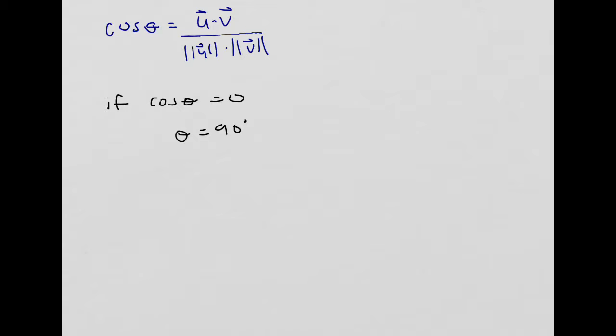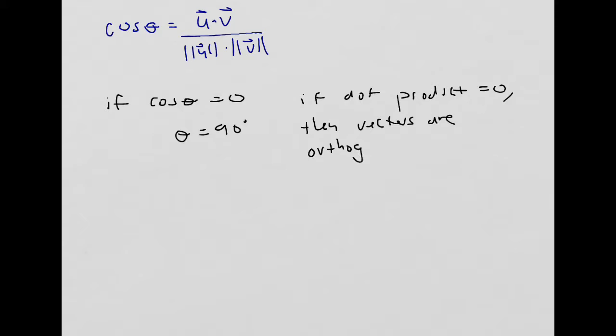Think about what that means. If we work out this problem, fill everything out, and get 0 on this side, then cosine of theta is equal to 0, so we know that the angle is 90 degrees, which means the vectors are orthogonal. Remember, orthogonal also means perpendicular. So essentially, if the dot product is 0, then the vectors are orthogonal.